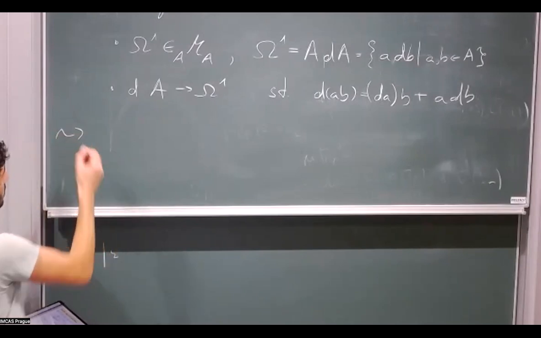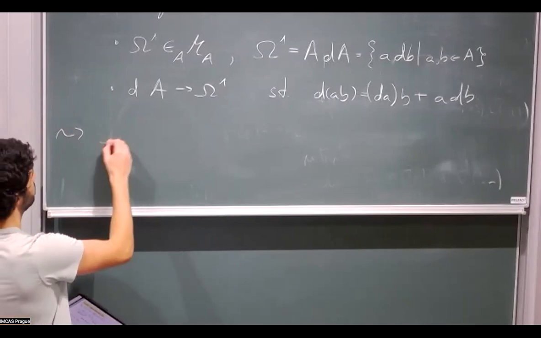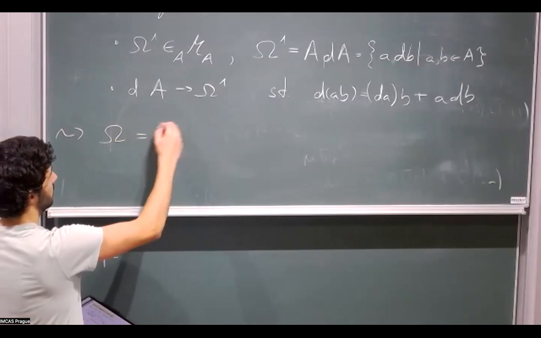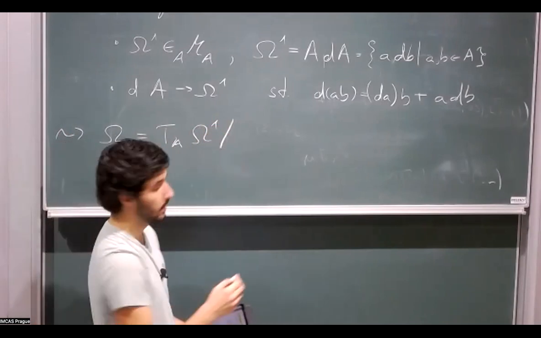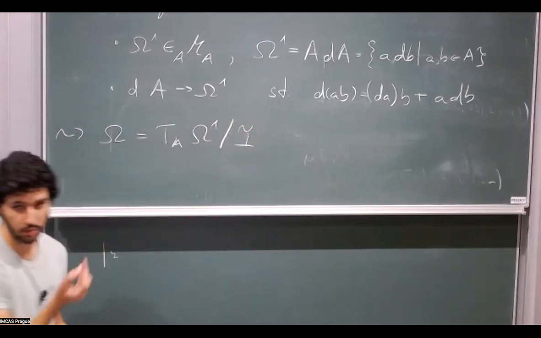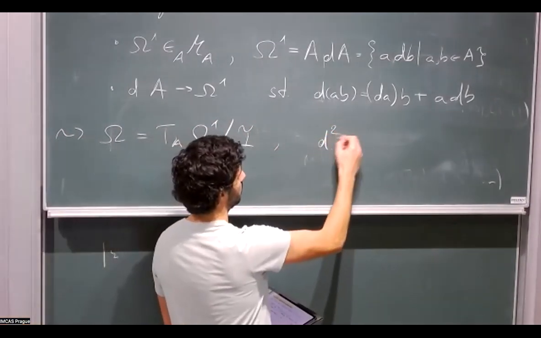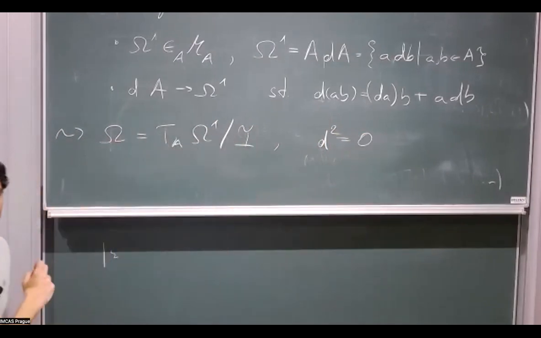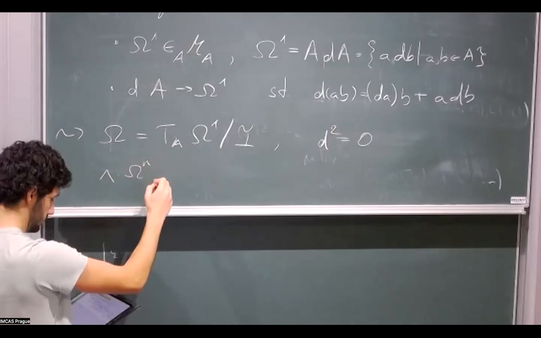And then, if you want, you can also extend this to a differential graded algebra, which would be the differential graded algebra of forms over a non-commutative algebra A. Here, what you do is you just take omega to be the tensor algebra of omega-1 quotient by some ideal. And this ideal will give you the relations. Then we impose as well that d squared is equal to 0, and the product in this algebra would be the wedge product.